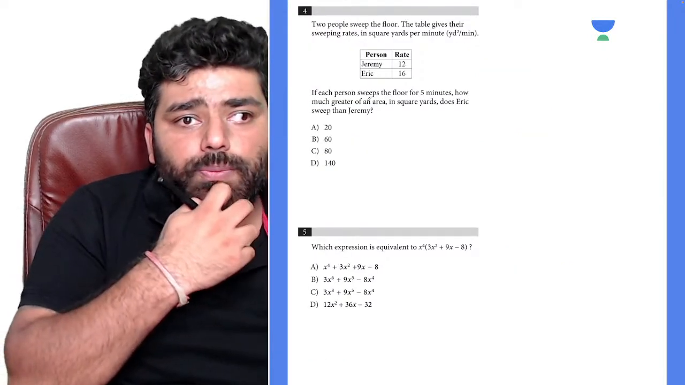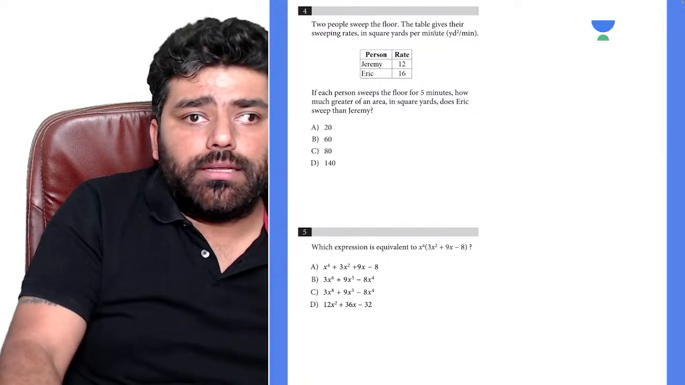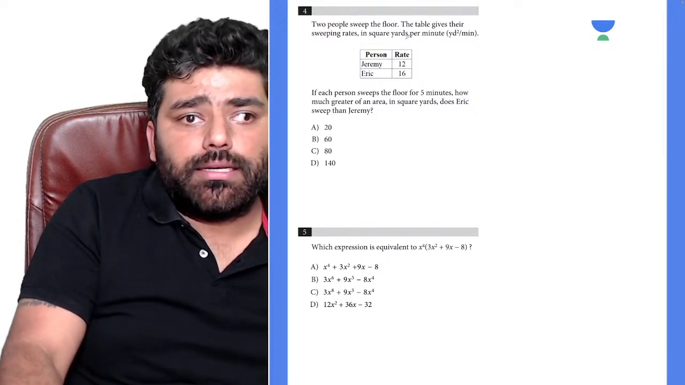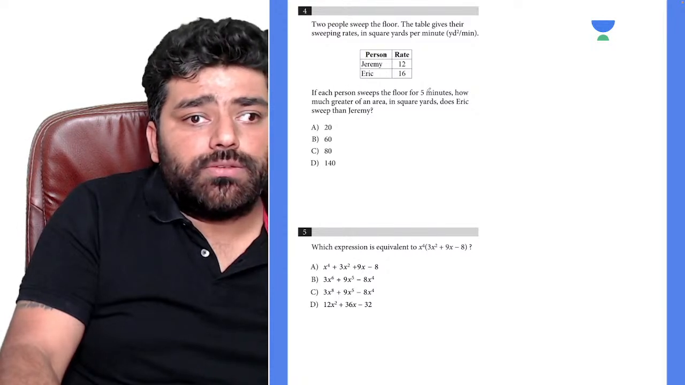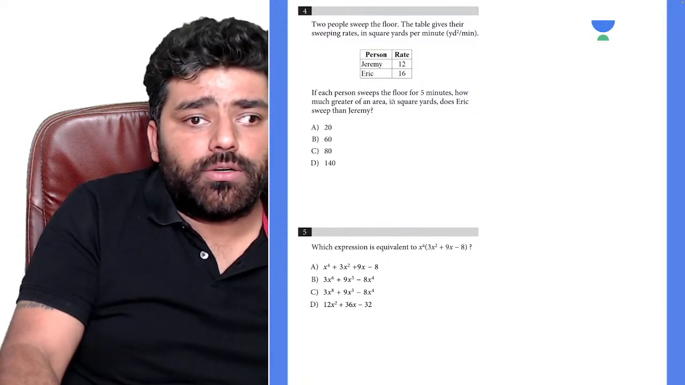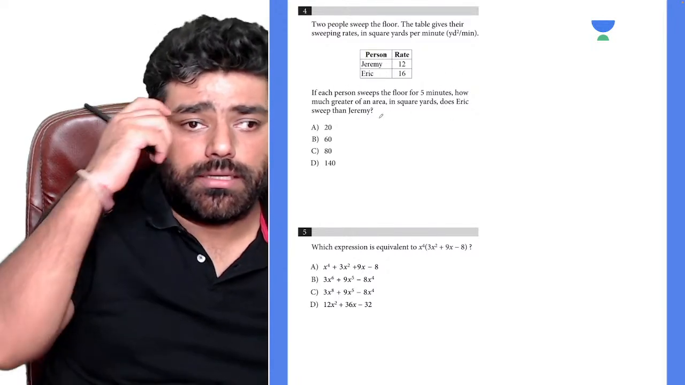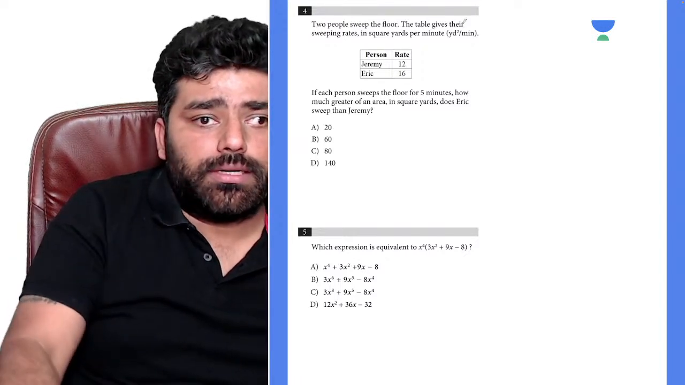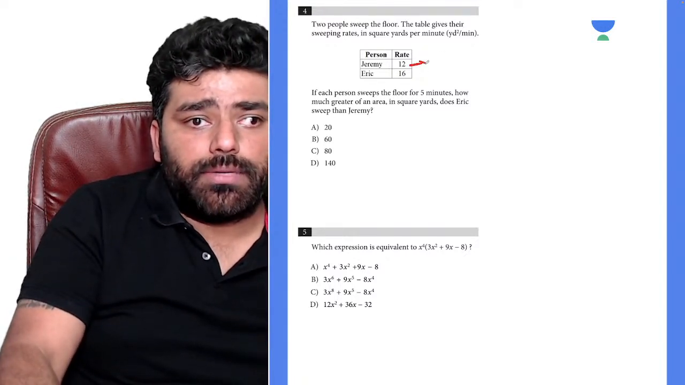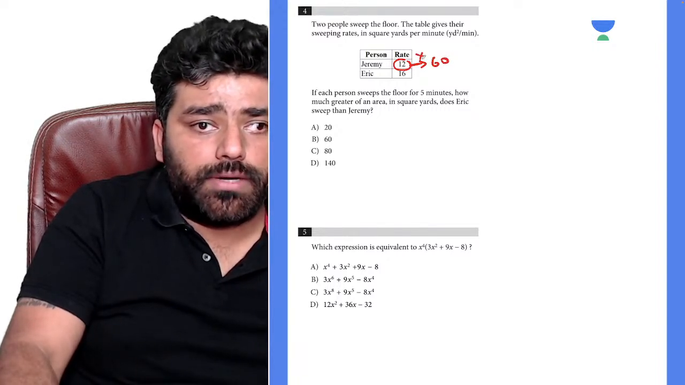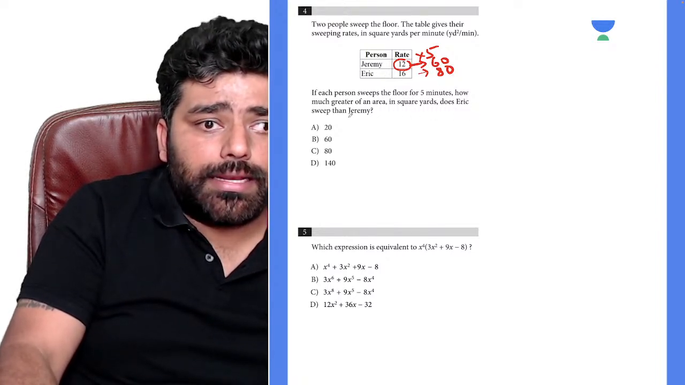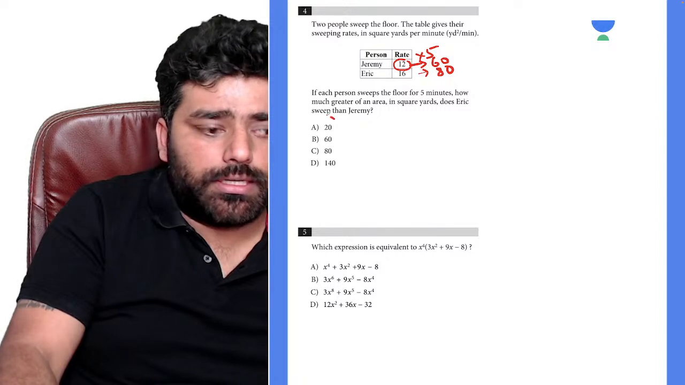Two people sweep the floor. The table gives their sweeping rate in square yards per minute, right? And then each person sweeps the floor for 5 minutes. How much greater of an area in square yards does Eric sweep than Journey, right? So it's rate per minute. So this will be multiplied by 5, which is 60. And this multiplied by 5 will be 80, right? So what is it saying? How much more area does Eric sweep? Yeah, so this is 20, right?